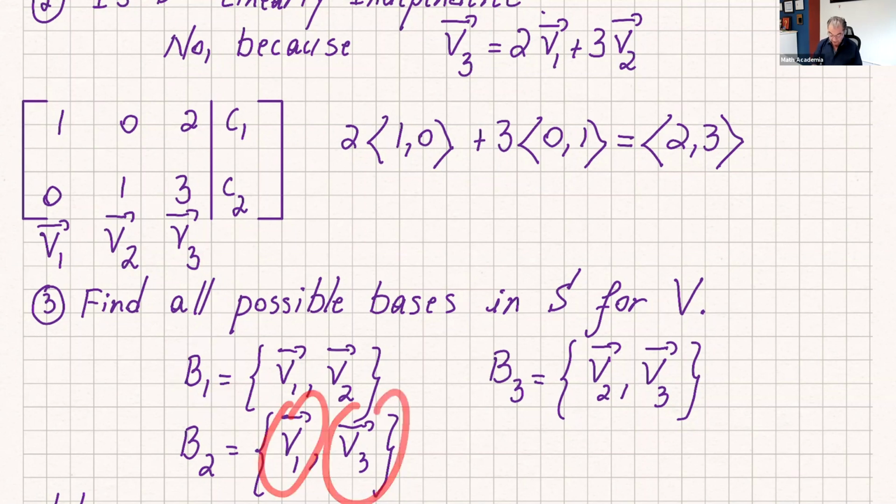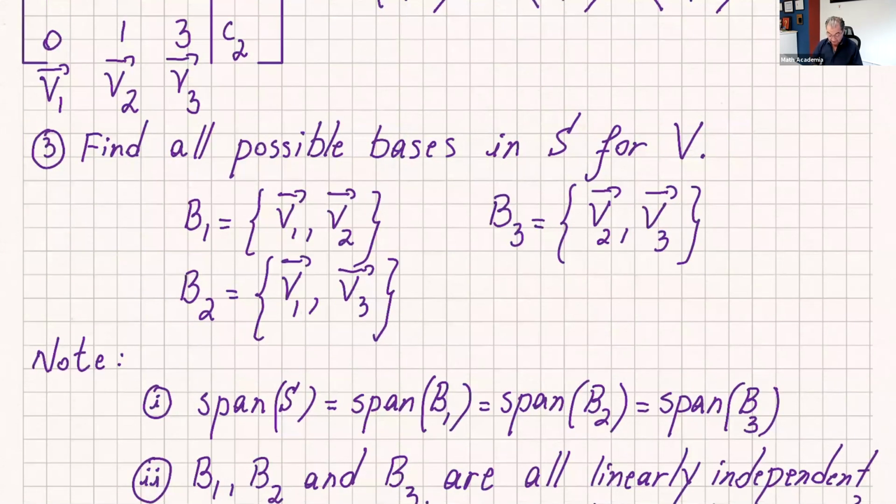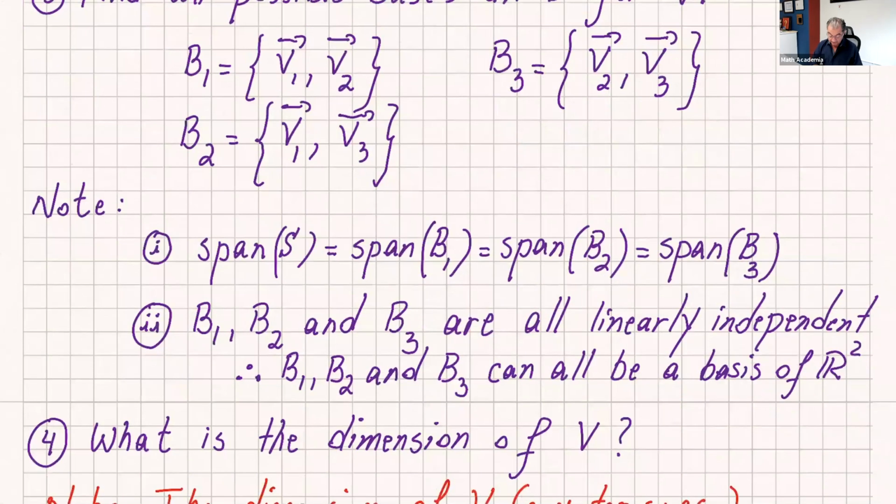And finally, you can now check V2 and V3, they are linearly independent. One more time, if you take V2 and multiply it by any number, there's no way you can get V3. So these are three bases, because they have the same span as S, but they are linearly independent. So the span of S is the same as the span of B1, the same as the span of B2, and the same as the span of B3. And B1, B2, B3, they're all linearly independent.